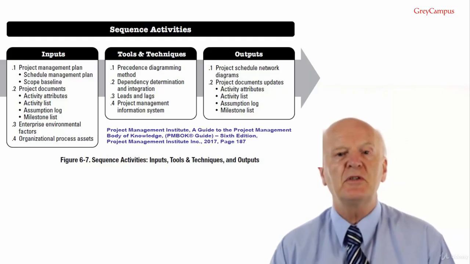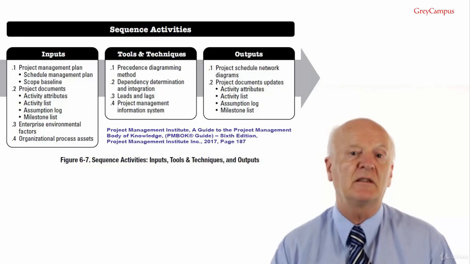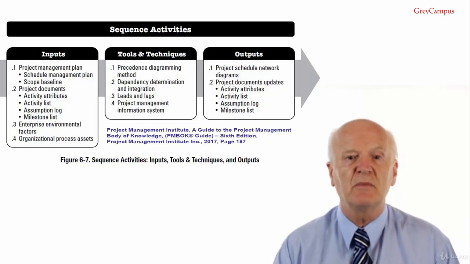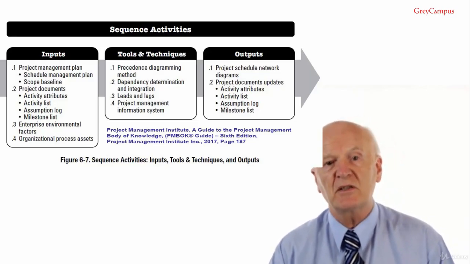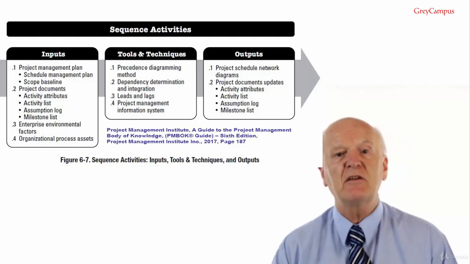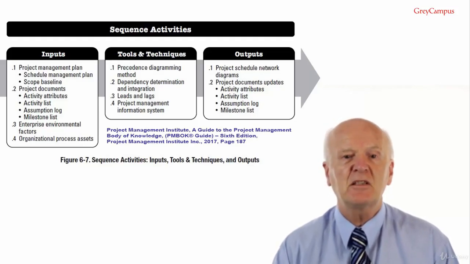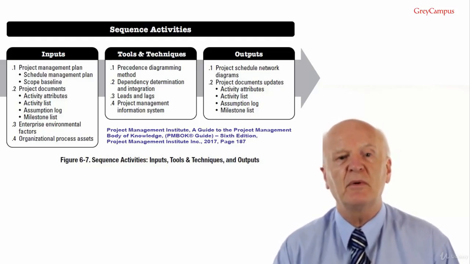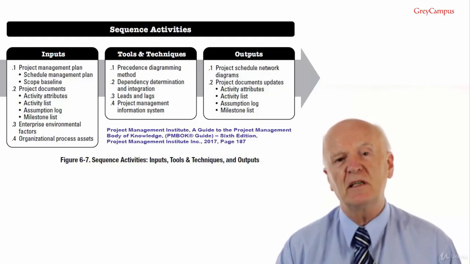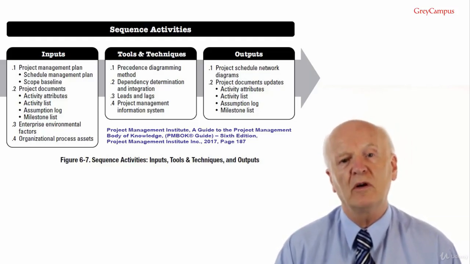Output number 2, project document updates. Project documents that may be updated as a result of carrying out this process include activity attributes. Activity attributes may describe a necessary sequence of events or define predecessor or successor relationships, as well as define lead and lag logical relationships between the activities. As I mentioned before, if you have information about activity relationships when you first identify them, it's a good idea to record the information in the activity attributes as early as possible so you don't forget or misremember them later.